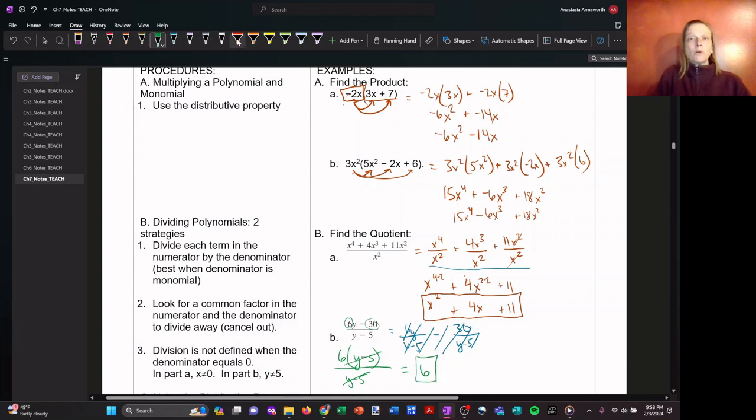Now, it's important to note what you cannot do, and students always want to do this. They always want to say, oh, this is really the same as 6y over y minus 30 over negative 5. You can't just split the fraction like this. That is incorrect. Don't do it.